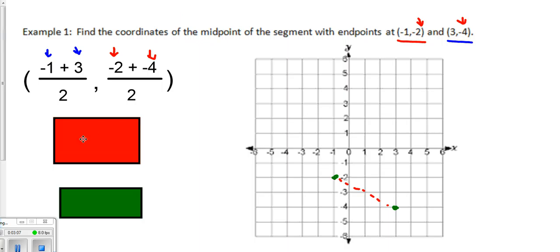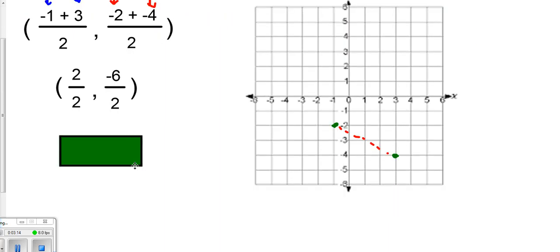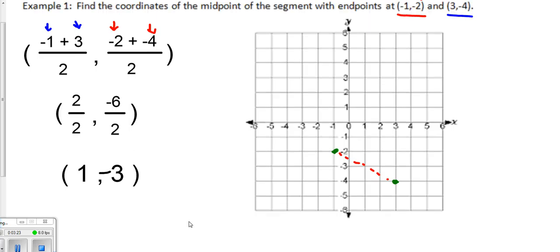So simplifying that down, we get -1 plus 3 is 2, -2 plus -4 is -6, 2 over 2 is 1, and -6 over 2 is -3. I missed a negative, I want to put that in there. -3. So we would say this is the coordinates of our midpoint. Now to double check that, I'm going to actually plot that on our graph here. So at (1, -3), here is our midpoint, and that makes sense. That is the spot that is exactly halfway between the two of them.